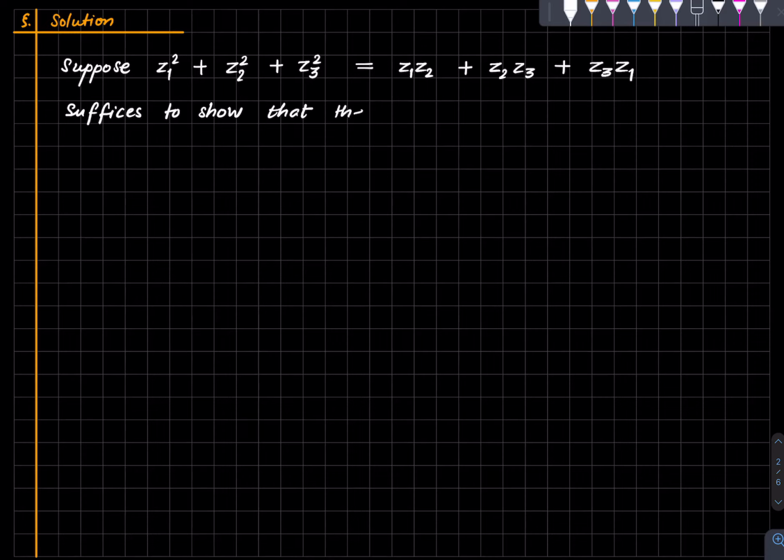there is tau, a complex number, such that z1 minus tau, z2 minus tau, and z3 minus tau are the vertices of an equilateral triangle.